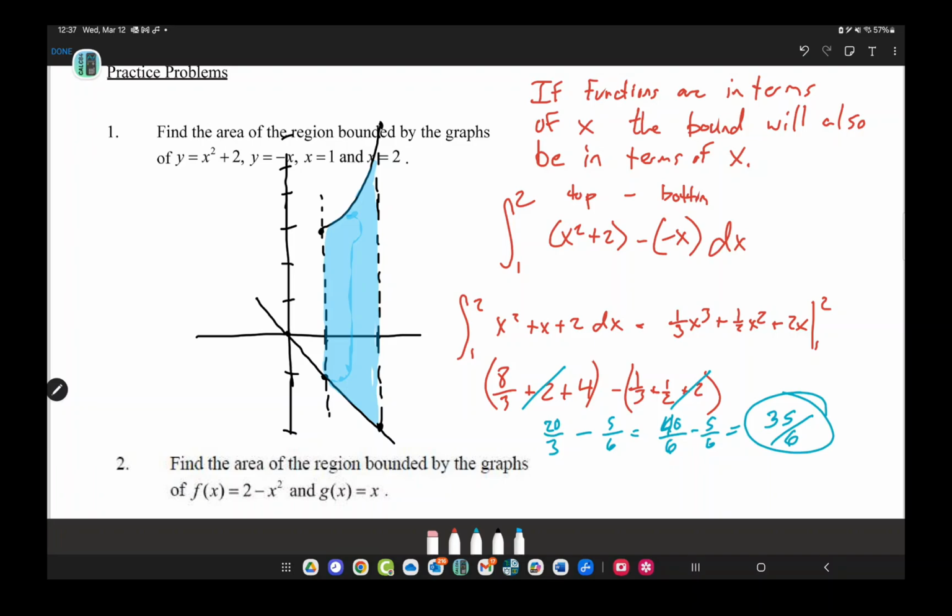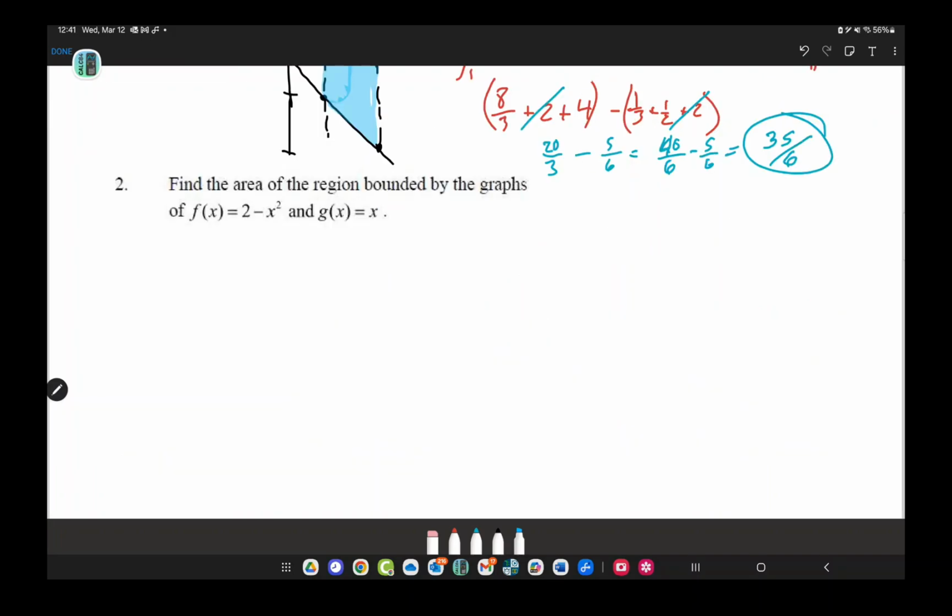Try number 2. So find the area between f of x equals 2 minus x squared and g of x equals x.